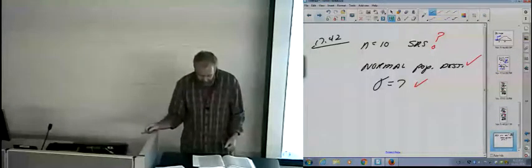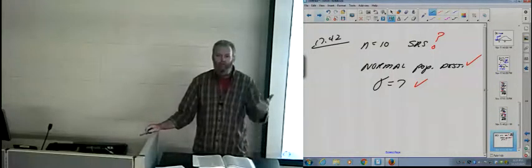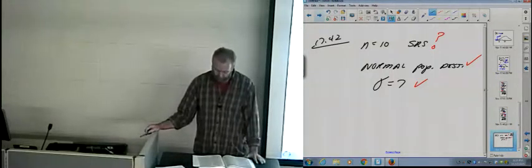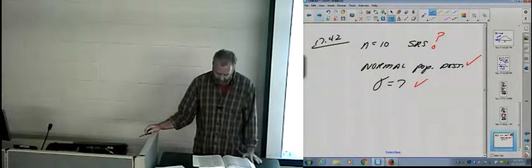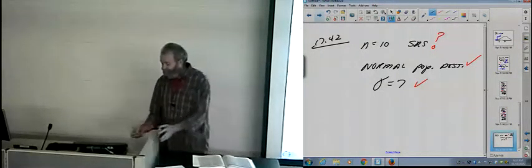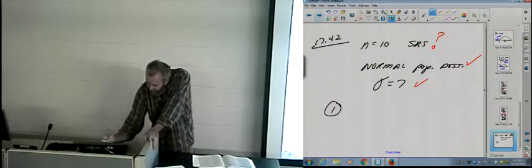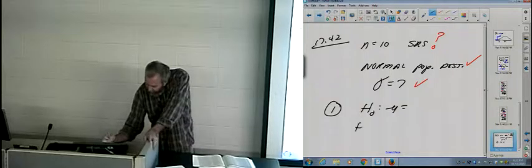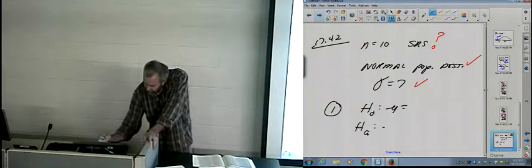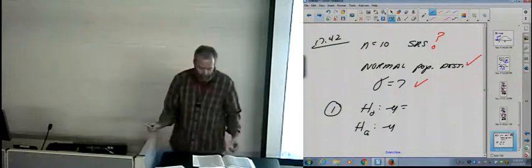Then the question is: is there evidence, a test of significance, that the mean threshold for untrained tasters is greater than 25? Number one, you state the hypotheses. The null is mu equal to something. The alternative is mu something.